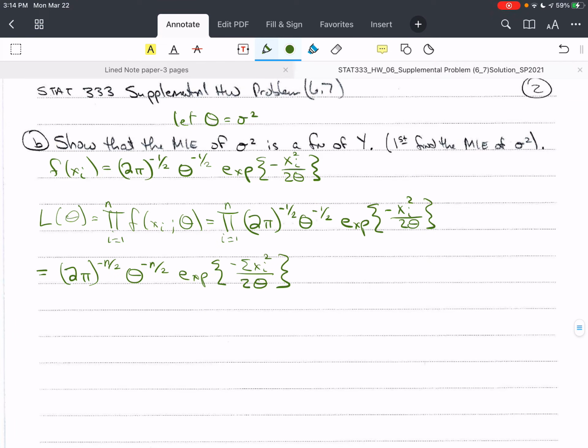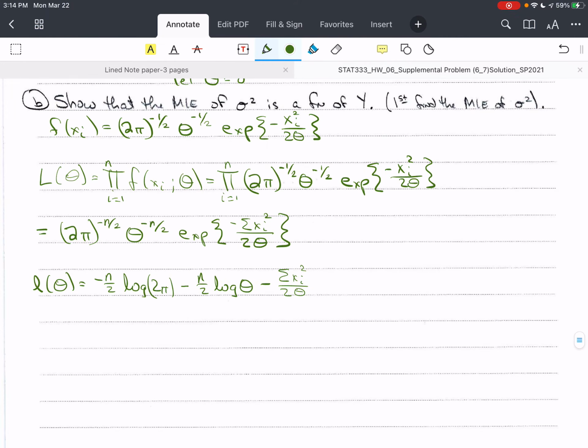Now, L of theta is equal to negative n over 2 log 2 pi minus n over 2 log of theta minus sum of xi squared over 2 theta. Now, I need to take the derivative of this with respect to theta.